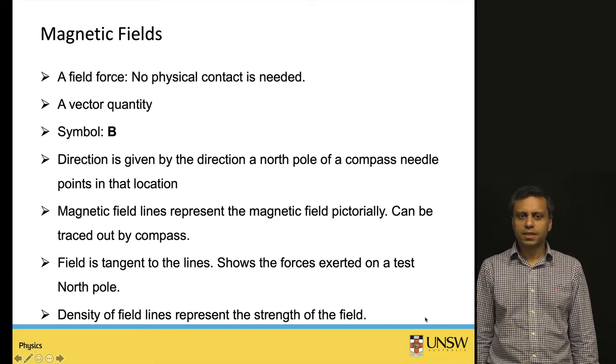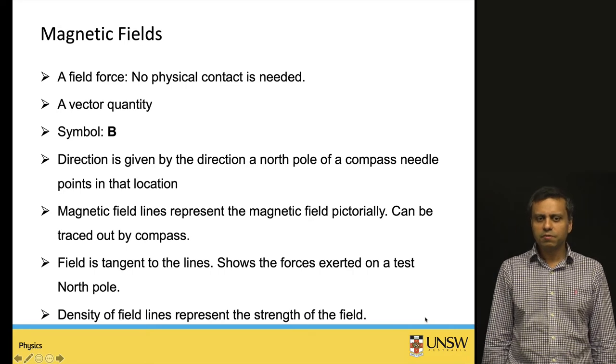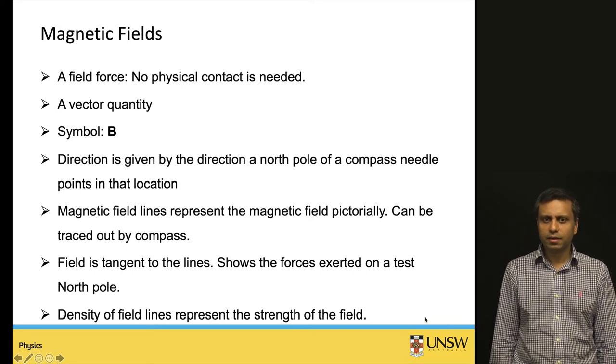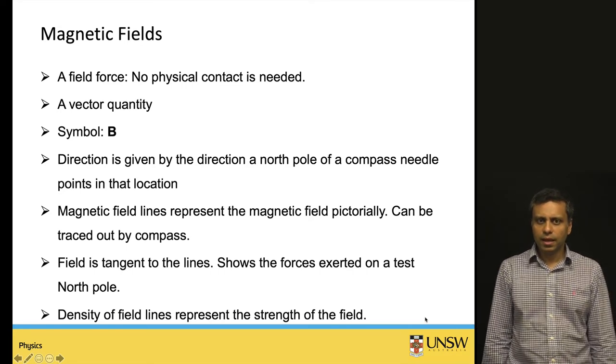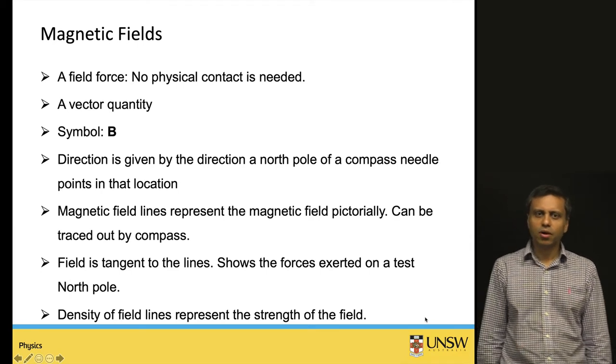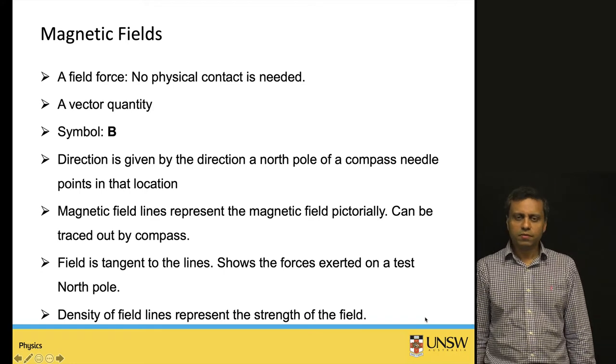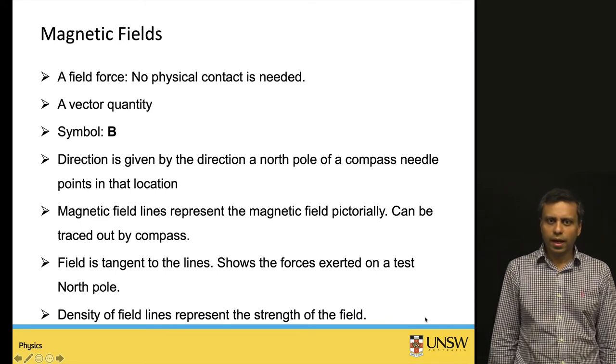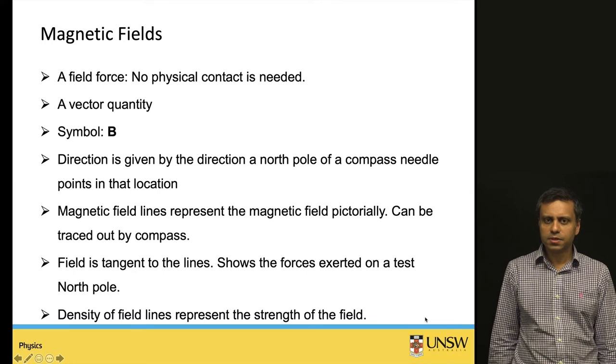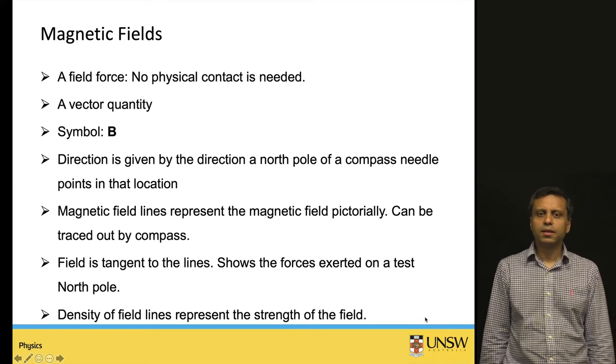They are represented by the symbol capital B. You can find the direction of the magnetic field by a compass. The needle of the compass pointing in the north direction also points in the direction of the magnetic field. So if you have a north pole, and you bring another north pole into its vicinity, then the two poles will push away, and the direction in which the force acts gives you the direction of the magnetic field also.